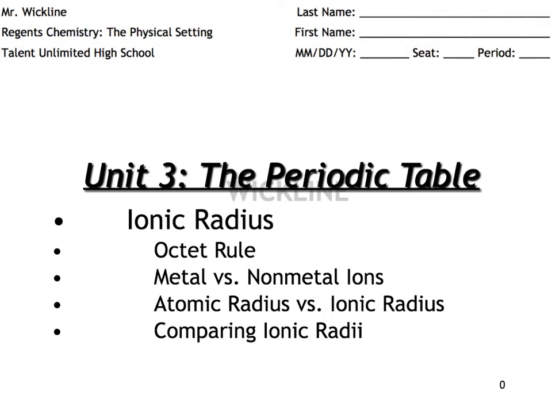In this lesson, we're going to study ionic radius, which is a similar idea to atomic radius, but of course, it's going to be the radius of ions. We'll need the octet rule to help us understand that, and we'll also look at metal ions versus non-metal ions. We'll even compare atomic radius to ionic radius, and we'll even compare different ionic radii.